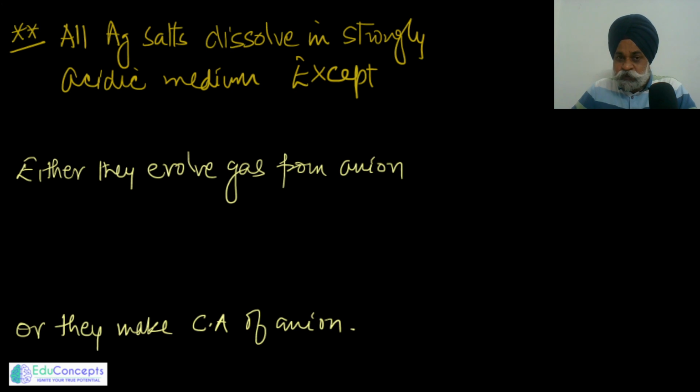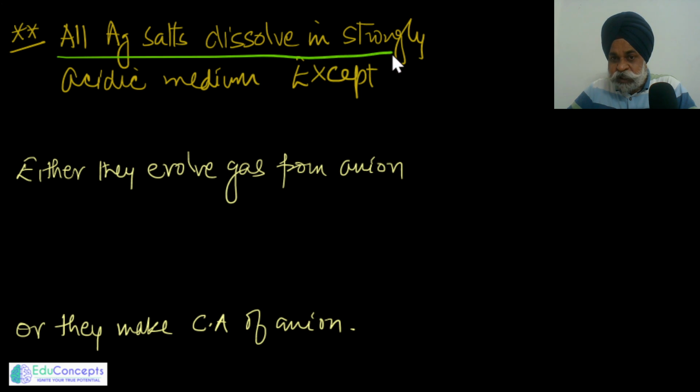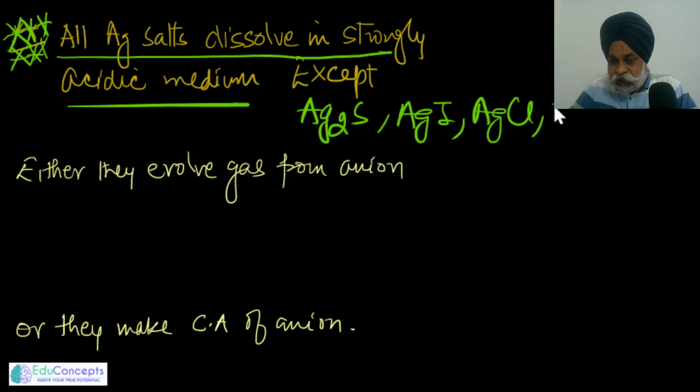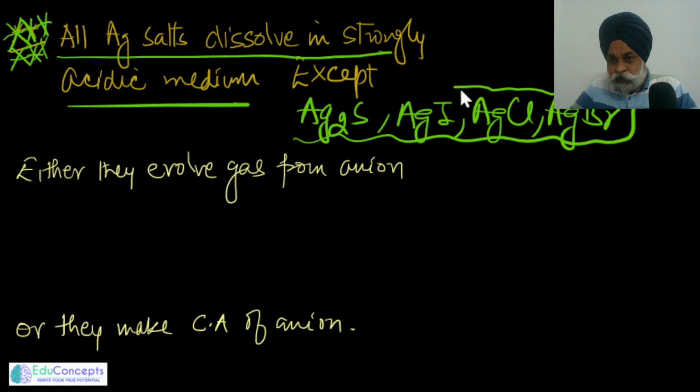Now, similarly, if I move further, all silver salts dissolve in strongly acidic medium. This is the most important. Always remember, all silver salts dissolve in strongly acidic medium, except for Ag2S. This is very important. AgI, AgCl, and AgBr, these salts of silver would not dissolve in acidic medium. Very soon we will be using this statement for segregating the anions.